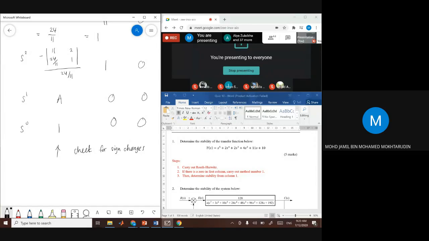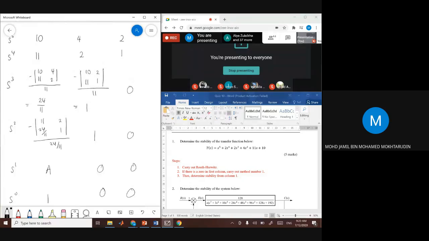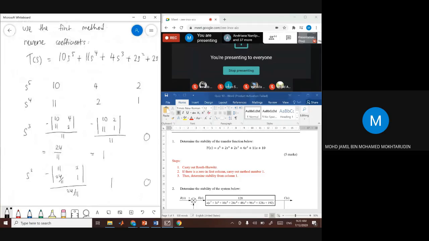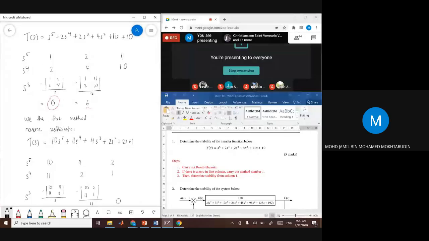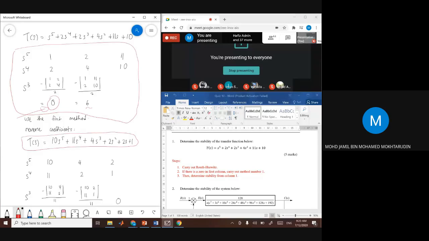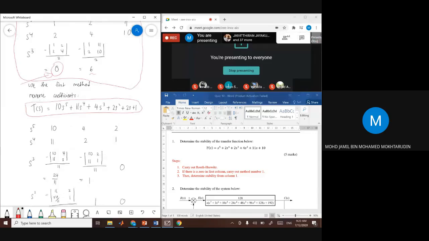Okay, so for the first method, what you need to do is check first, meaning that you need to do this step first. Check whether there is a 0 in the first column. If there is a 0 in the first column, then only you reverse the coefficient. So most students usually skip the first part here and straightaway reverse the coefficient. So you lose maybe 2 marks, okay?